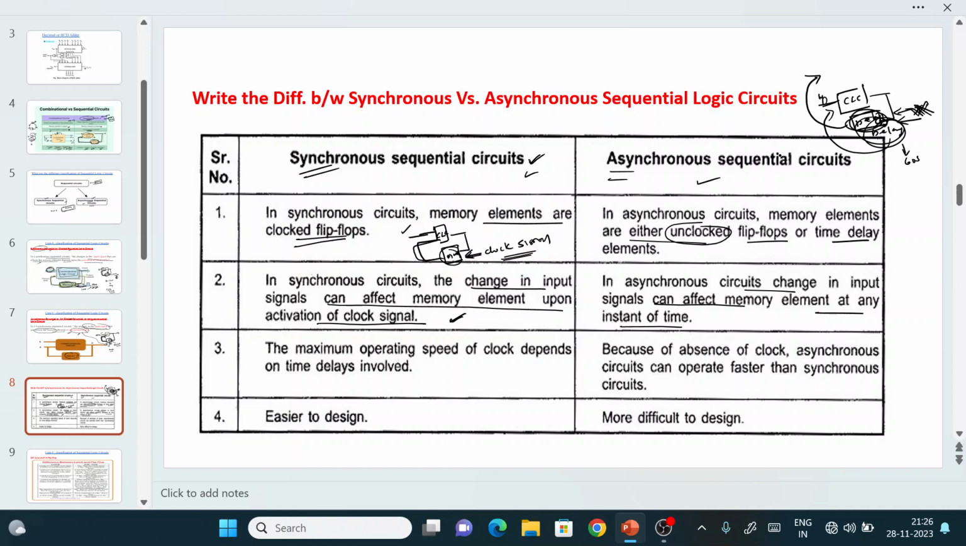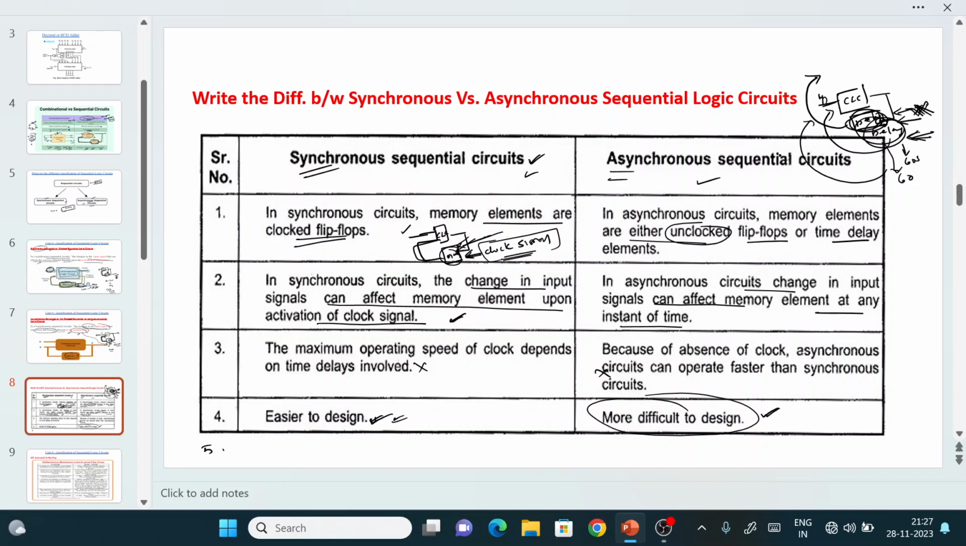So here, synchronous is easier to design. Why easier to design? Everything is based on the clock signal. It means that we have proper control over the memory element operation. Here in asynchronous we don't have any control over the memory element. Once the time delay is completed, automatically the value will go to the input. It means that we don't have control, and without control it is more difficult to design.